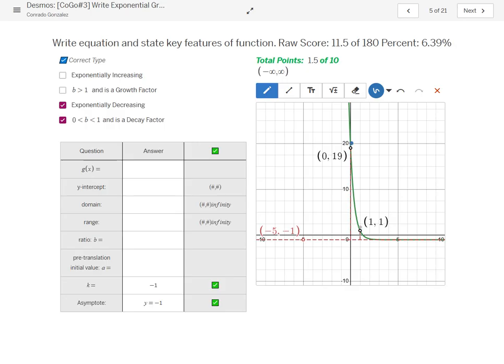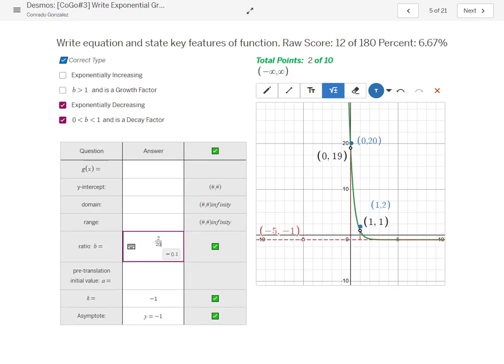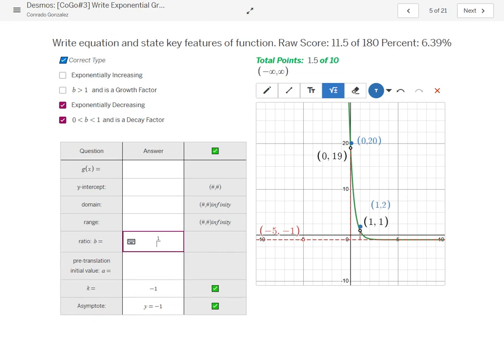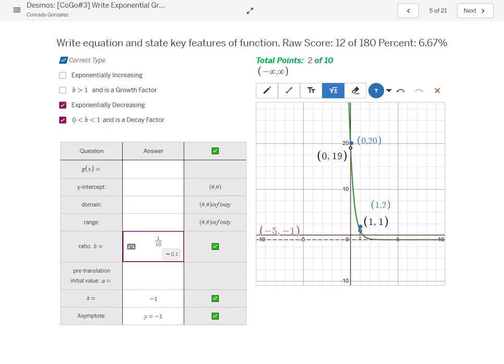So prior to being (0, 19), and prior to being (1, 1), this point was (0, 20). That's what it was. And this point was (1, 2). And then it got shifted down. So those are the 2 points before it got shifted down, right? So the ratio is going to be 2 over 20, which is 0.1. Everybody knows that's 1/10. You can reduce 2 over 20. That's 1/10.